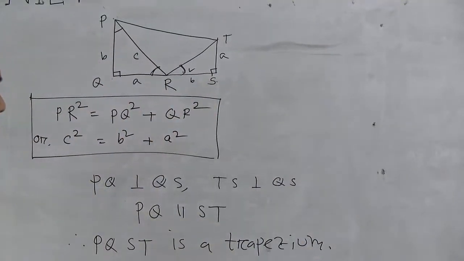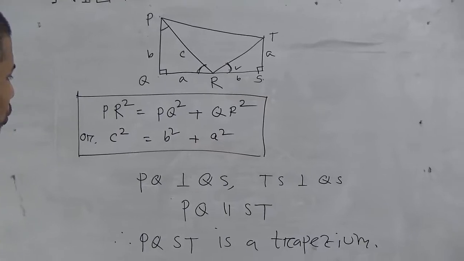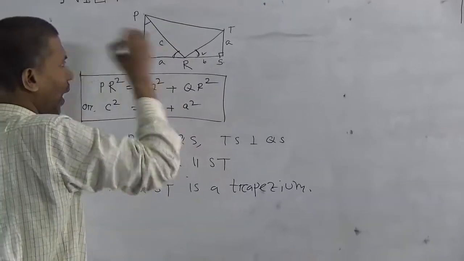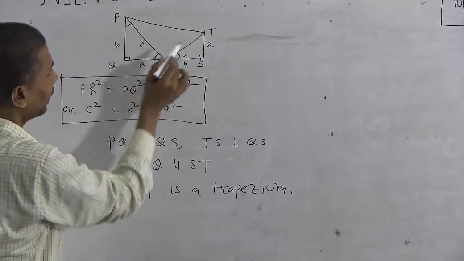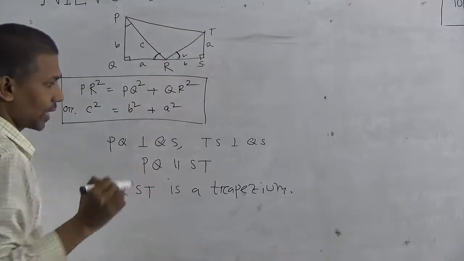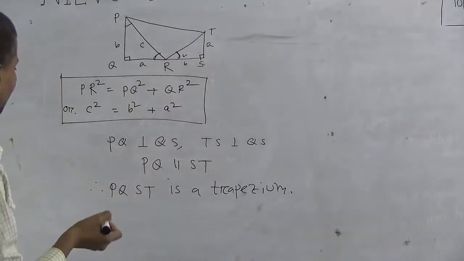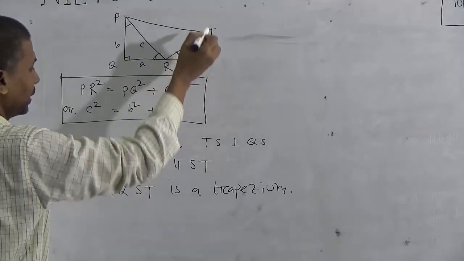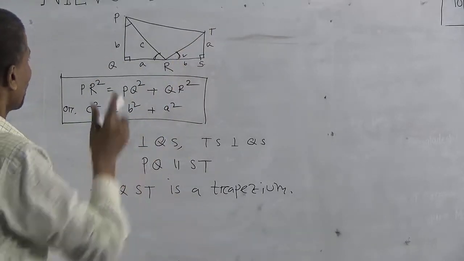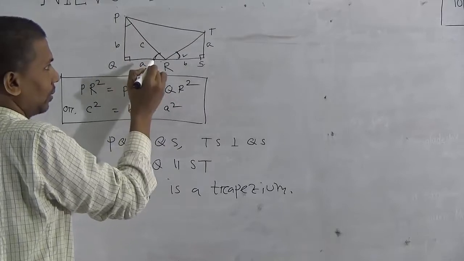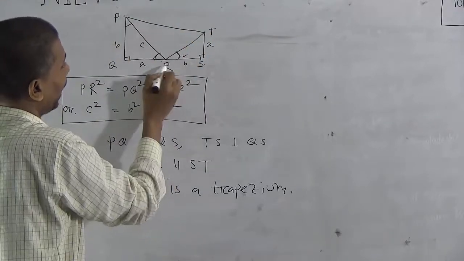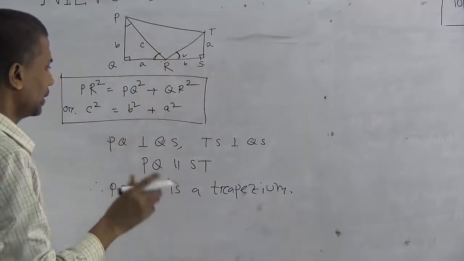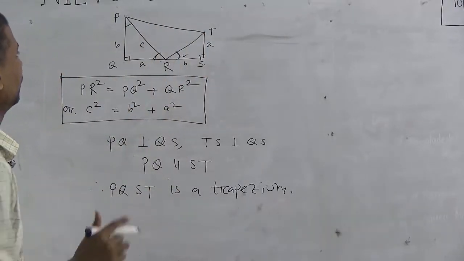Okay? Listen, this trapezium is composed of PQR triangle plus PRT triangle and TRS, this triangle. I repeat again, PQST trapezium is composed of PQR plus PRT plus RST, these three triangles. Okay?